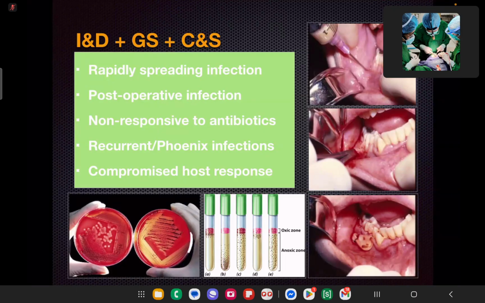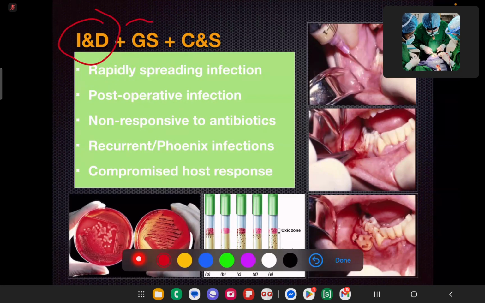So you perform incision and drainage. So I&D is incision and drainage. Then you could perform gram stains and of course culture and sensitivity tests. So these two are what we call laboratory tests. And this one is actually the clinical approach, incision and drainage. So when do you perform these three strategies in managing an infection?